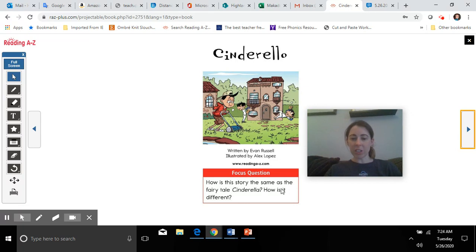And our focus question, so what we want to think about while we're reading this story together is, how is this story the same as the fairy tale Cinderella? How is it different? Okay, so what are the things that are the same and different about Cinderello and Cinderella? You can see it looks like someone is doing a lot of work right here in their yard.